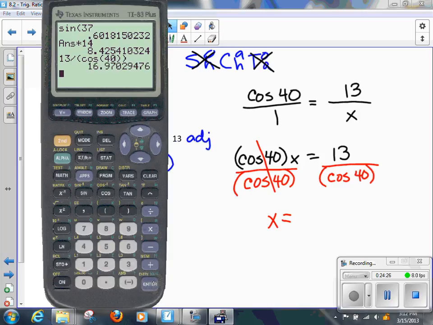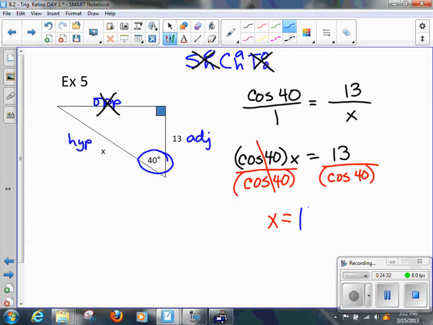Hit enter. What's the length of that side? 16 point, hold that thought, 0.97 something, something, something, right? And then I have to round it to approximately 17. Is this facile or difficile? I see. Comme ci, comme ça? Okay.